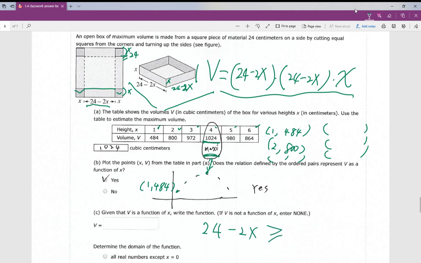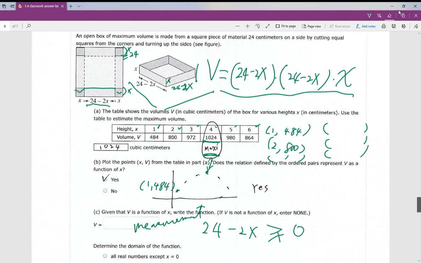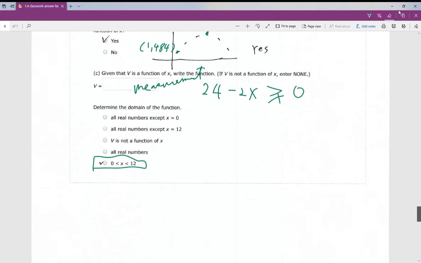Most word problems deal with real life, so you have to consider the measurement. The measurement needs to be positive. Sometimes if it equals zero, why would we bother to measure, right? So you don't talk about equal to zero, okay? And if the length needs to be positive, then we solve for x.